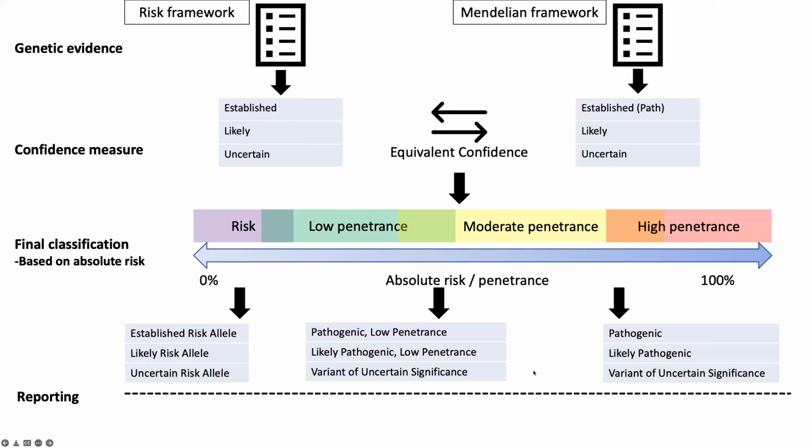So we consider things to be on a spectrum. And so these risk alleles are typically going to be more low penetrant in terms of their absolute penetrance than what we might call a low penetrant variant, if that makes sense, if I said that right. Great. Any other questions?